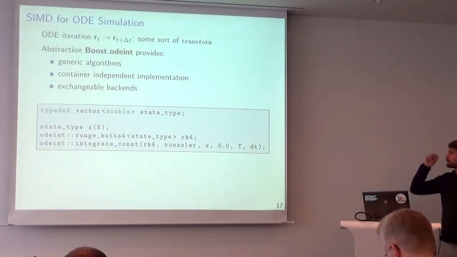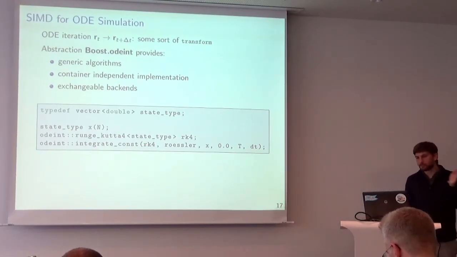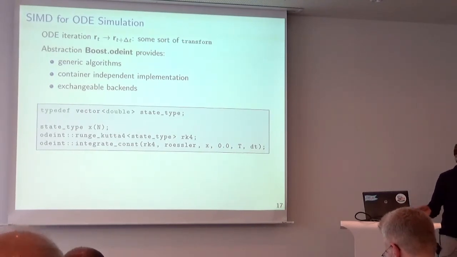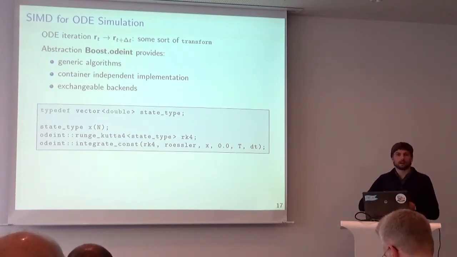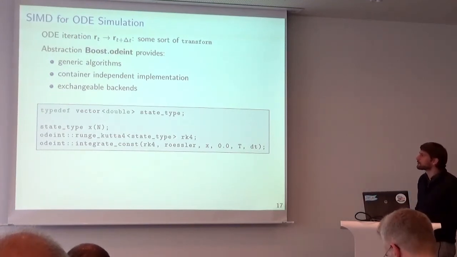Okay, now how does this work for my ODE simulations? Well, if you think about it, then this iteration from the whole state at time t to some time t plus delta t is essentially some fancy form of a transform. And so the approach I just showed you can, in some abstract sense, be applied to this problem as well.